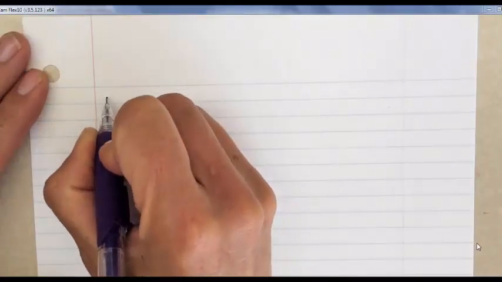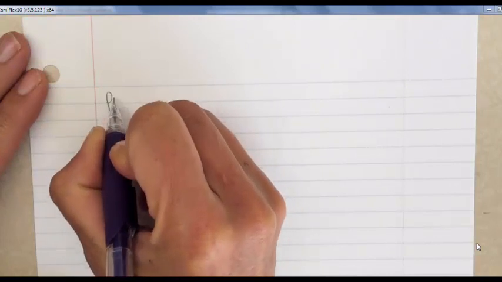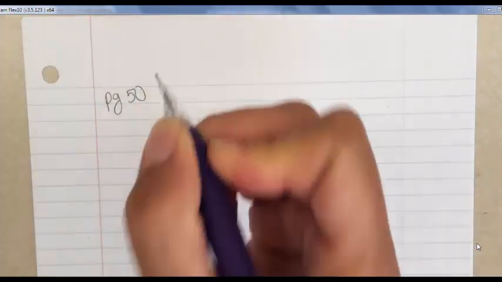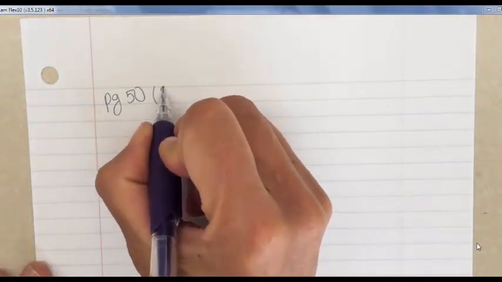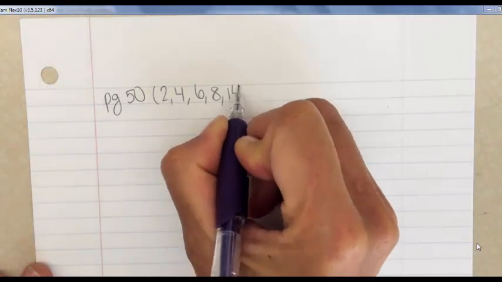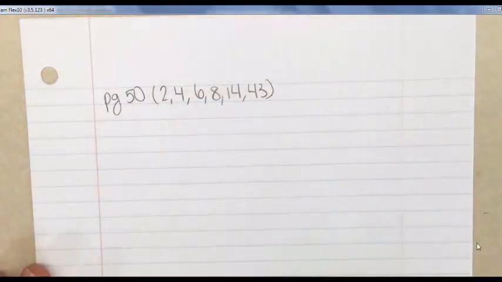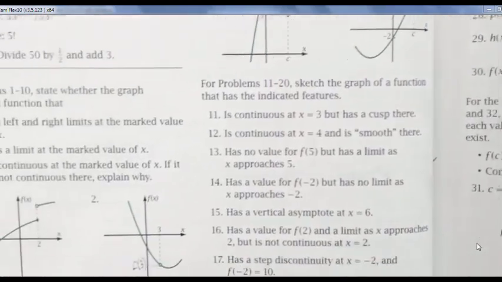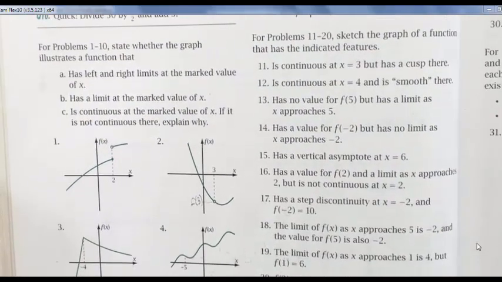Now let's do some problems from the section. So we'll do page 50. And in our notes, I wrote that I would do with you 2, 4, 6, 8, 14, and 43. All right. So starting with 2 and 4, 2 through 8 actually, evens. Let's go ahead and look at these.